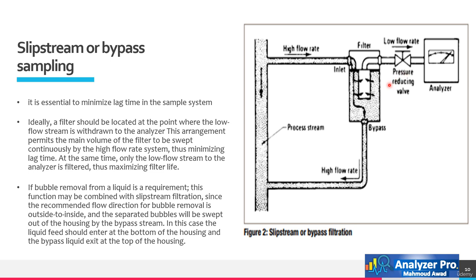If bubble removal from a liquid is a requirement, this function may be combined with slipstream filtration, since the recommended flow direction for bubble removal is outside to inside, and the separated bubbles will be swept out of the housing by the bypass stream. In this case, the liquid feed should enter at the bottom of the housing and the bypass liquid exit at the top of the housing.